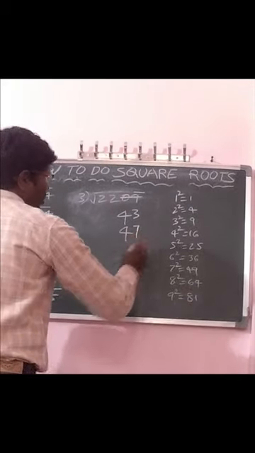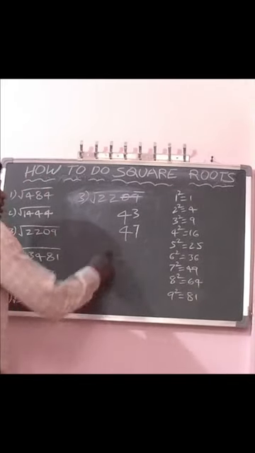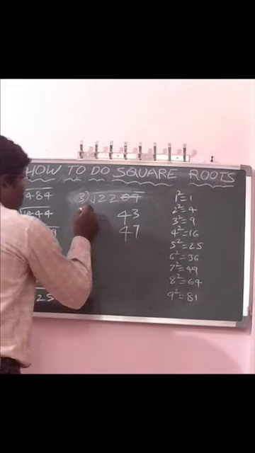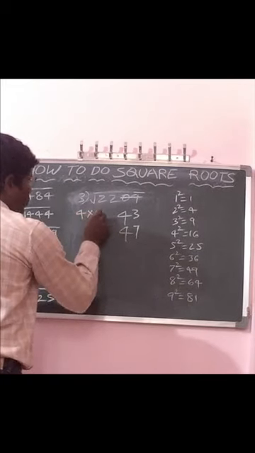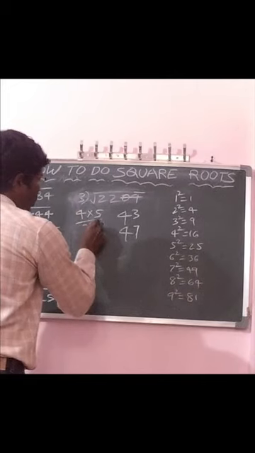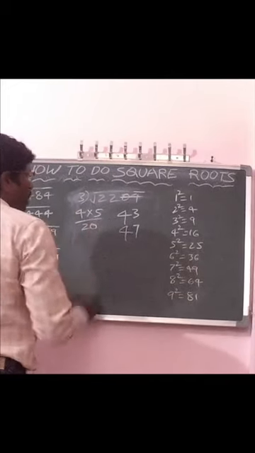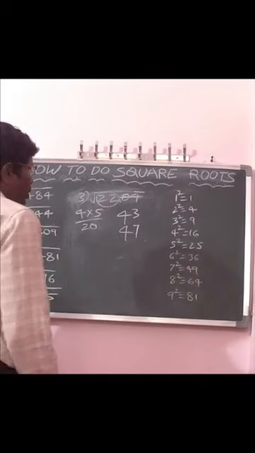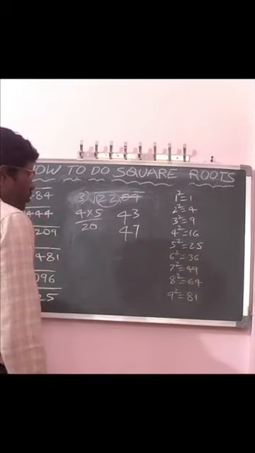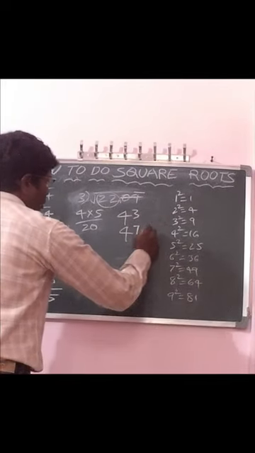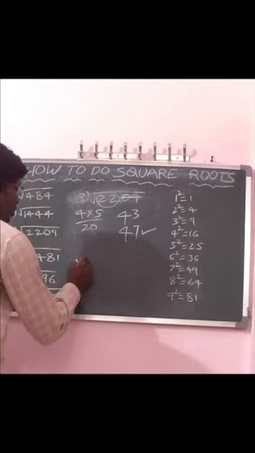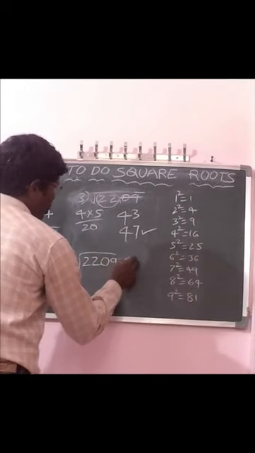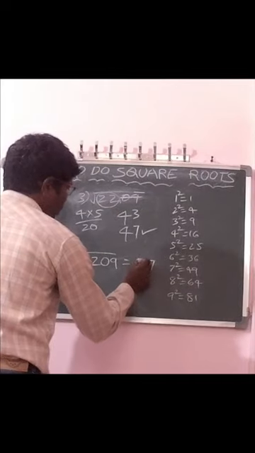So the second step is completed. In the third step, we can multiply the 4 with the number after 4. So 4 into 5, 4 into 5 equal to 20. Here 22 remains. Now we can compare the 22 with 20. So 22 is bigger than 20. So we can take the bigger number 47. So the answer is root of 2209 equal to 47.